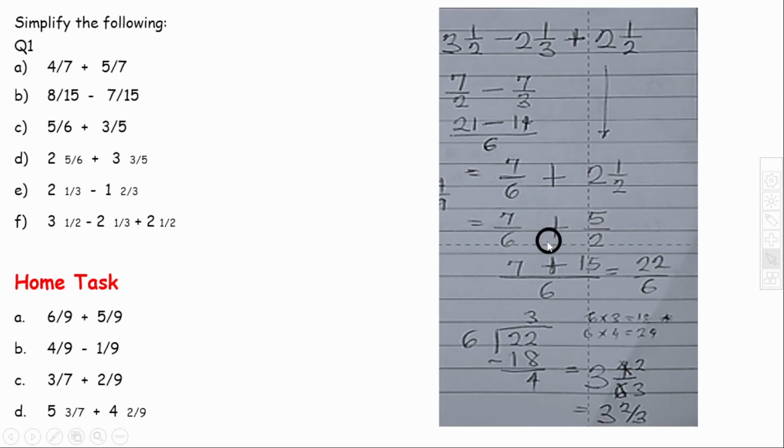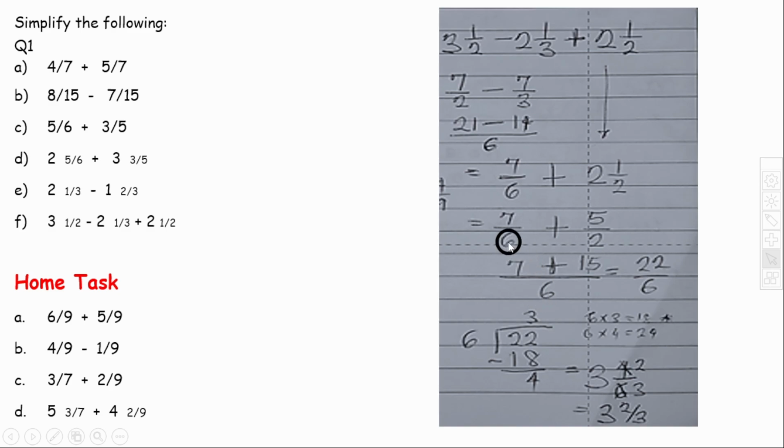So now we look at the denominators. 6 and 2. Are they the same? No, they are not. So we find the LCM. Now, to find the LCM, we first ask ourselves, is the lower number a factor of the higher number? Let's check it. 2 is the lower number. Is 2 a factor of 6? Yes, it is. So you don't have to multiply the two numbers together. All you have to do is pick the larger of the two numbers and make it the LCM. So we write 6 as the LCM.